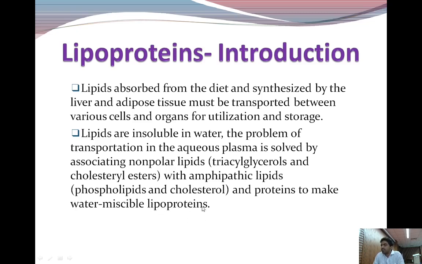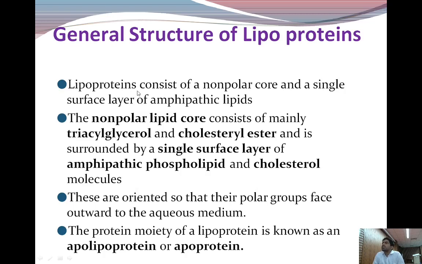It consists of a lipid component and a protein component. So lipoprotein consists of a non-polar core. Core means the inside of this spherical structure. It will have more non-polar substances, which will include what? Lipids like cholesterol ester and triacylglycerol. And the surface layer will be made up of amphipathic lipids. What are the amphipathic lipids? It is generally cholesterol and phospholipids. And this surface will contain different types of proteins also. So the non-polar lipid core consists mainly of triacylglycerol and cholesterol ester.